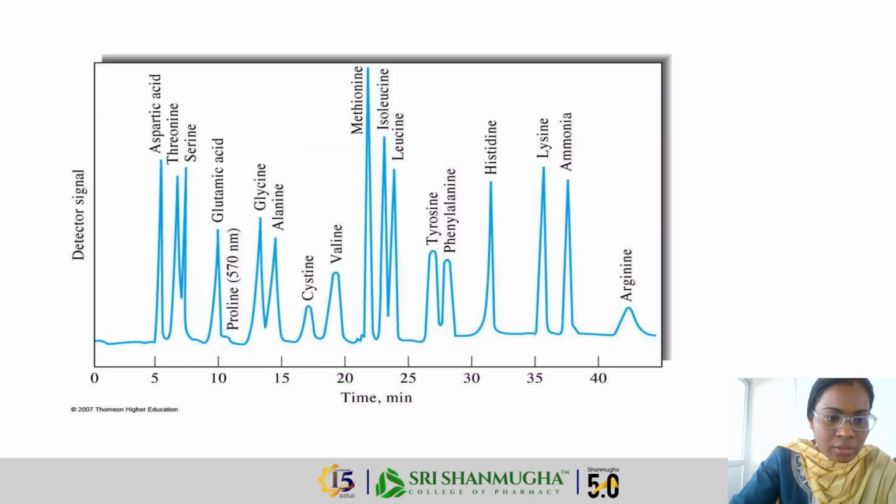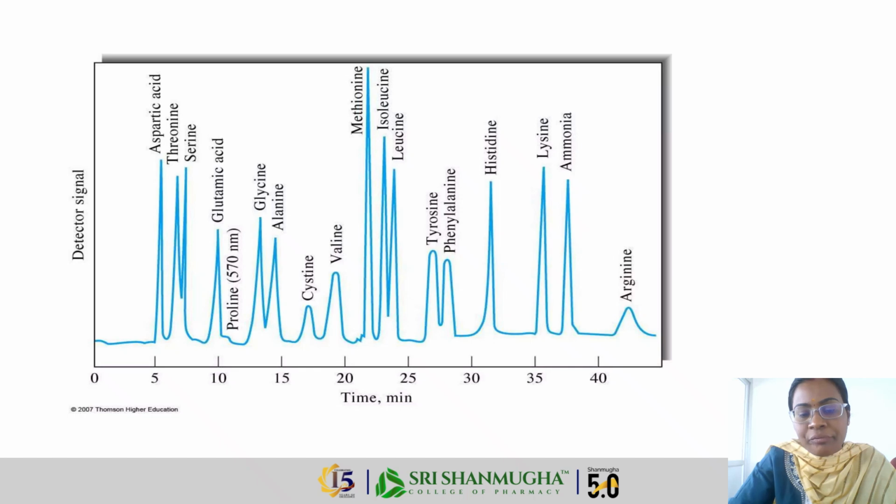And finally, this is the detector signal. So we are getting this signal. What molecules are we gathering? First aspartic acid, threonine and serine, glutamic acid, proline, glycine, alanine and cysteine, valine, methionine, isoleucine, leucine, tyrosine, phenylalanine, histidine, lysine and ammonia, based upon the charge of the molecule.